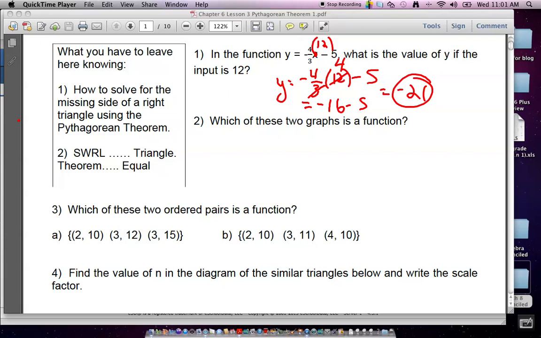If you are not getting it correct so far, there's 2 possible reasons. Number 1, you might not understand it: X is input, Y is output, how to work it. But you also might not be so good with your signed numbers, and we need to improve on it. Okay, next, which of these 2 graphs is a function? I forgot to draw them, but based on your quizzes, everybody's getting this question right, so I'm not worried about it. Number 3, which of these 2 ordered pairs is a function?